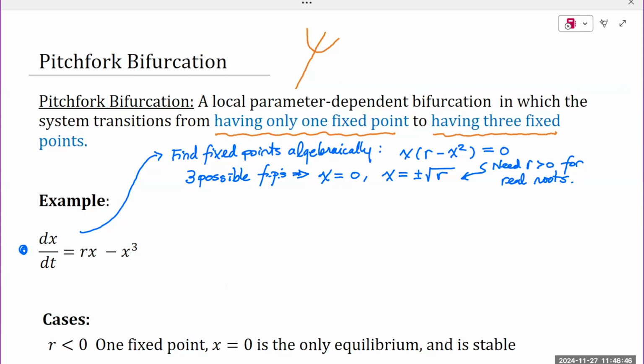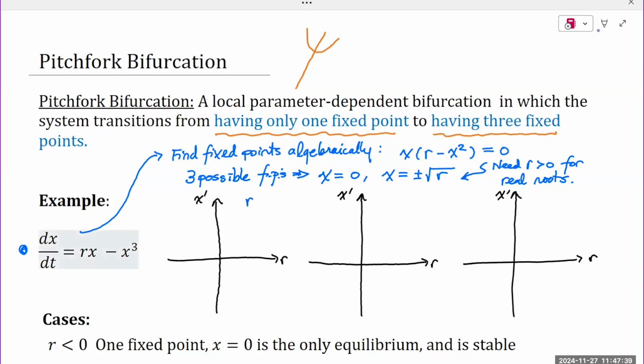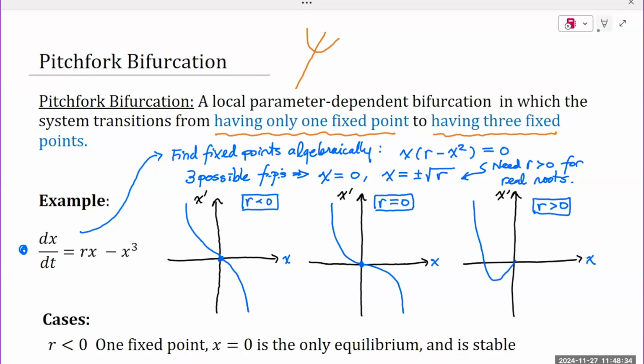Once again, knowing that the nature of the fixed point set is going to be different when r is negative and when r is positive, we are going to use plots of the x versus dx/dt function in order to determine the stability of the fixed points. In the case r negative, we have a cubic with only one real root at 0. In the case r equals 0, we still have a cubic with one real root at 0, which has become slightly flattened. And finally, in the case r positive, we have a cubic with three real roots. Let's identify everywhere that our solution is moving to the right.